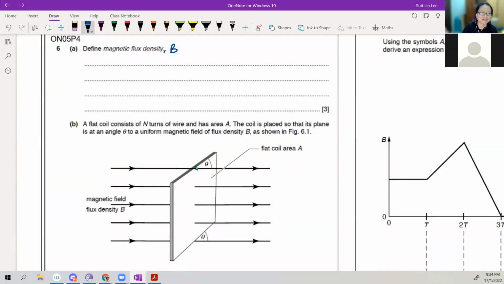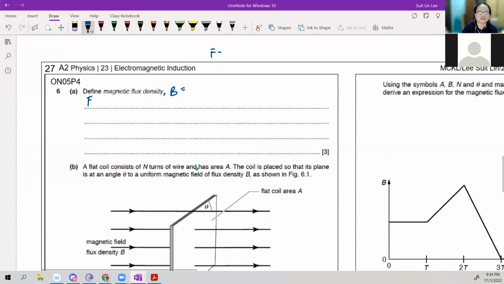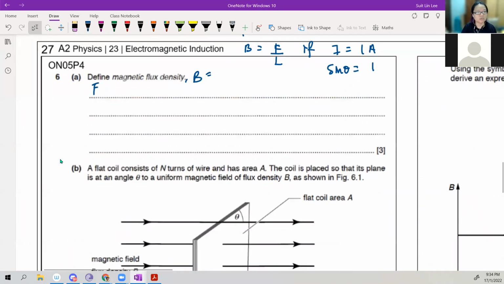And generally, I will use the equation F is BIL sine theta. So B is equal to F over L if I is 1 ampere. And sine theta is 1, so theta is 90. So this definition is force per unit length. If you're referring to the notes, you will have to find chapter 23, page 27. Okay, so this one is force per unit length.